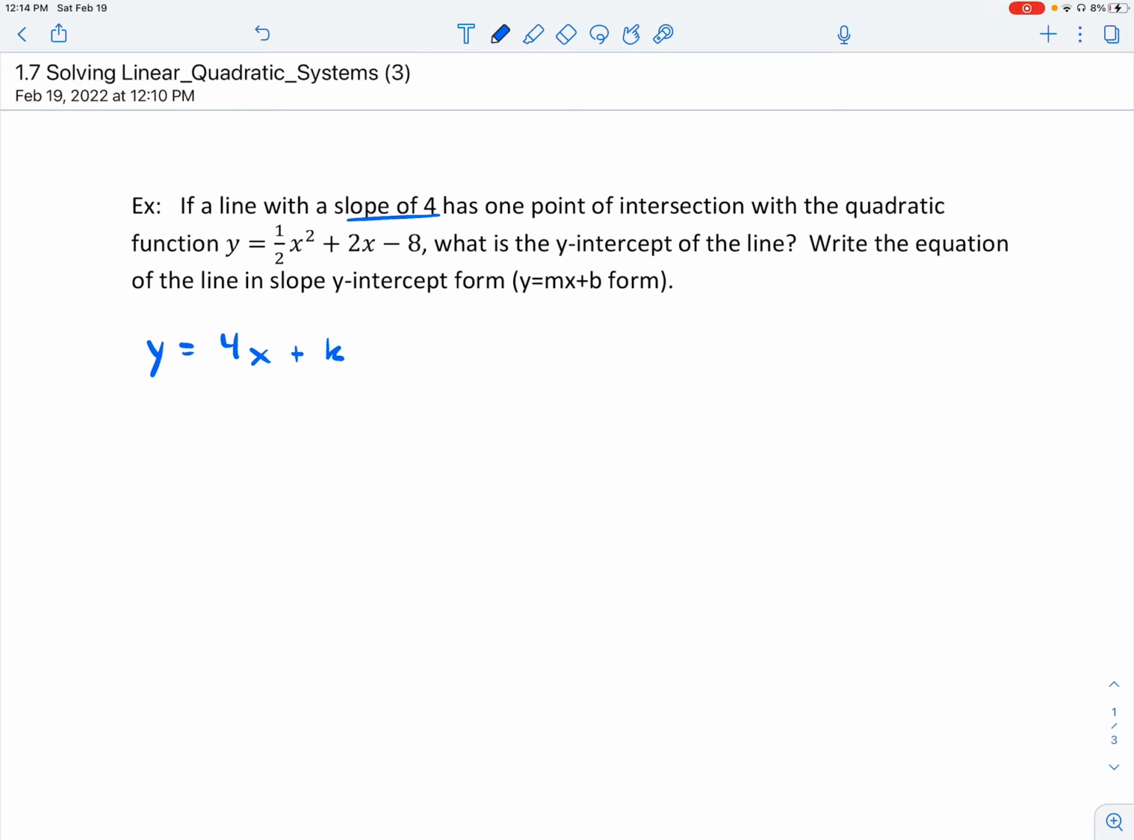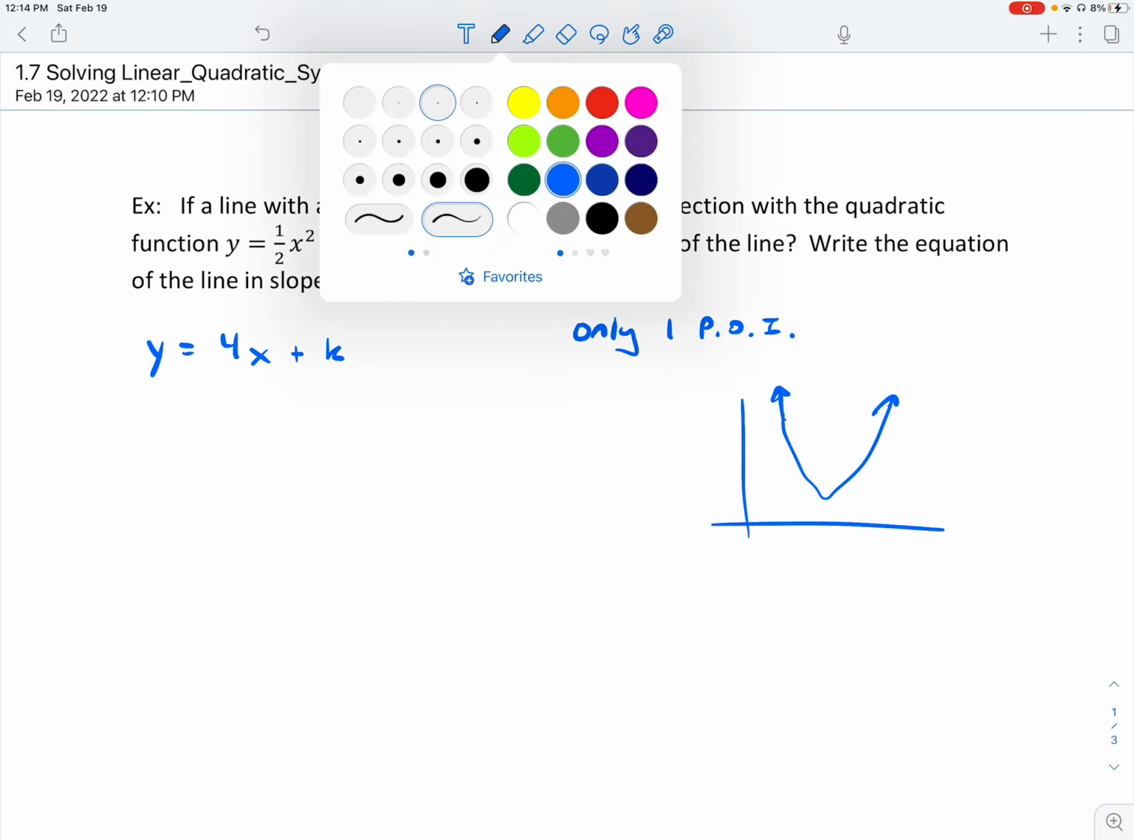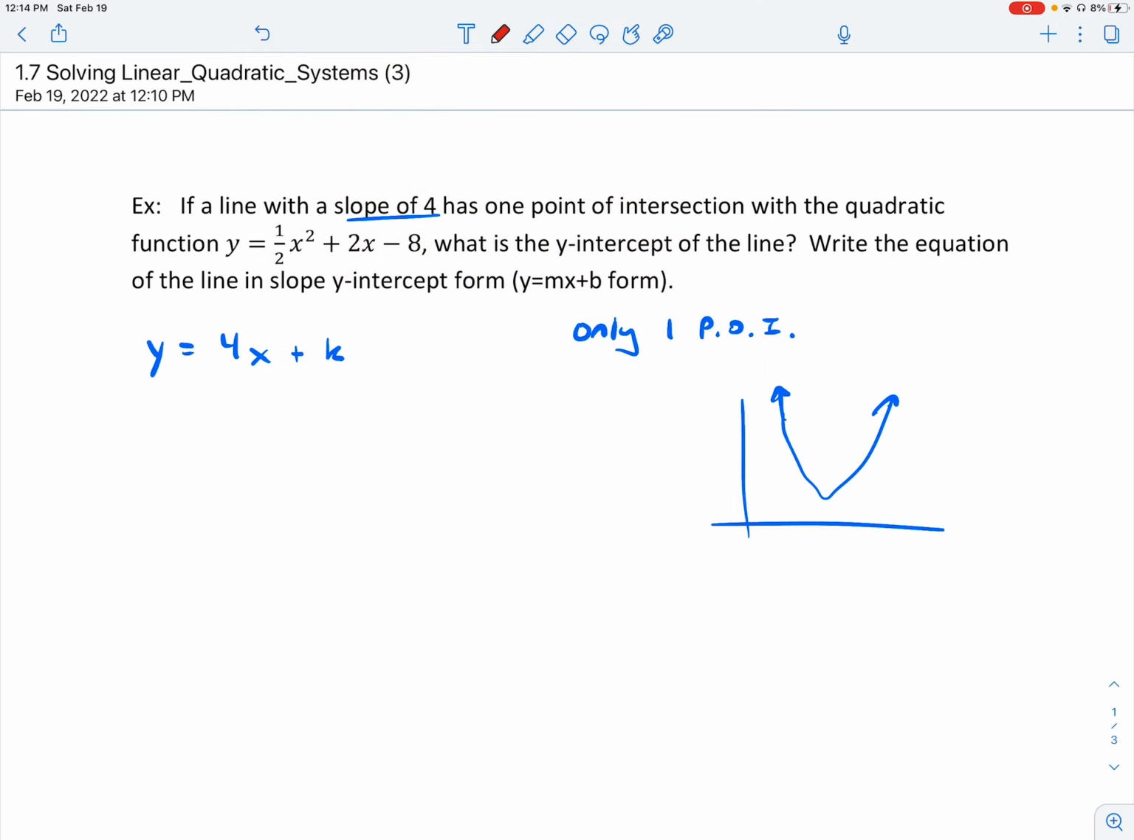All right, we also know that there needs to be only one solution, so only one point of intersection. What that means is graphically, my quadratic opens up, maybe looks something like this. And the equation of the line needs to just touch once and just be tangent to the curve, and only hit at one point.